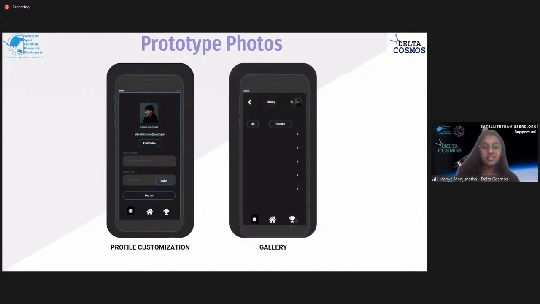This is a profile customization page. Here we can edit your profile picture, the username, and also invite your other friends. We use this page also to log out from the app. This is the gallery. All of the photos which you have taken from the app are saved here, and you can pin your favorite to the top.